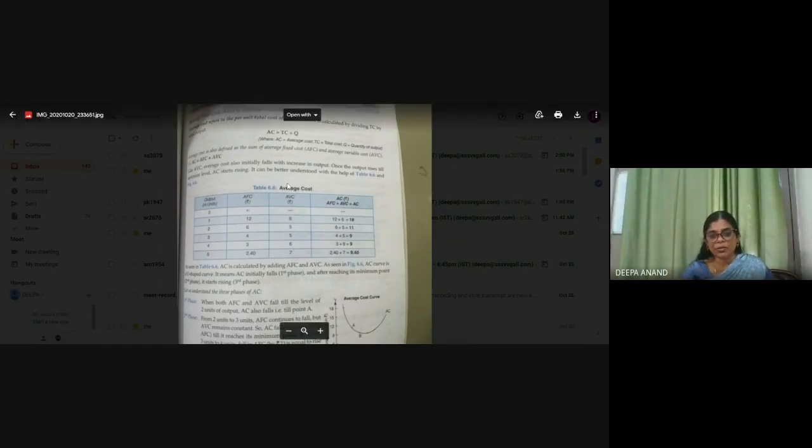Yes, ma'am. Okay, now you see the graphical representation of the average cost curve. The graphical representation is again U-shaped, but it has shifted a little upward. Why has it shifted a little upward? You know this is the variable cost, and fixed cost is being added to it. So that is why it is shifted, and this is also U-shaped.